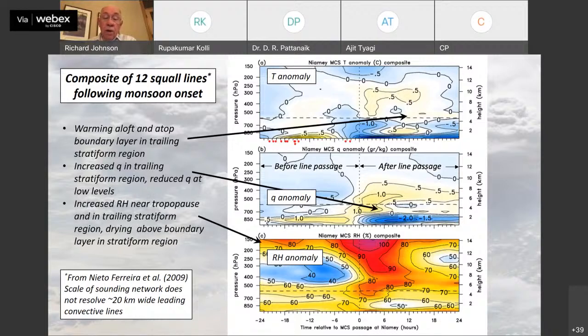This lower plot shows the relative humidity anomalies, actually, this is the total relative humidity field. And you can see very moist conditions in the upper troposphere near the stratosphere associated with the leading anvil, as well as moist conditions connected with the stratiform region.